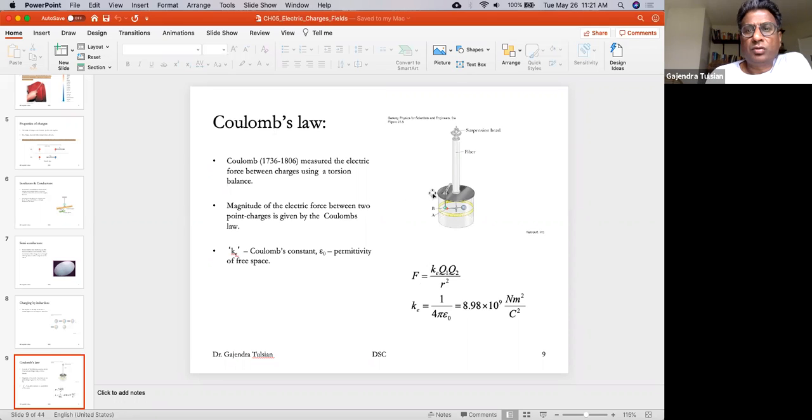And Mr. Coulomb used this apparatus. It's called a torsion balance to figure out this force law. Okay. So it's known as a torsion balance, and he figured out the law sometime in the 1780s or so. Okay. So the force is proportional to the product of the charges and inversely proportional to the distance squared.